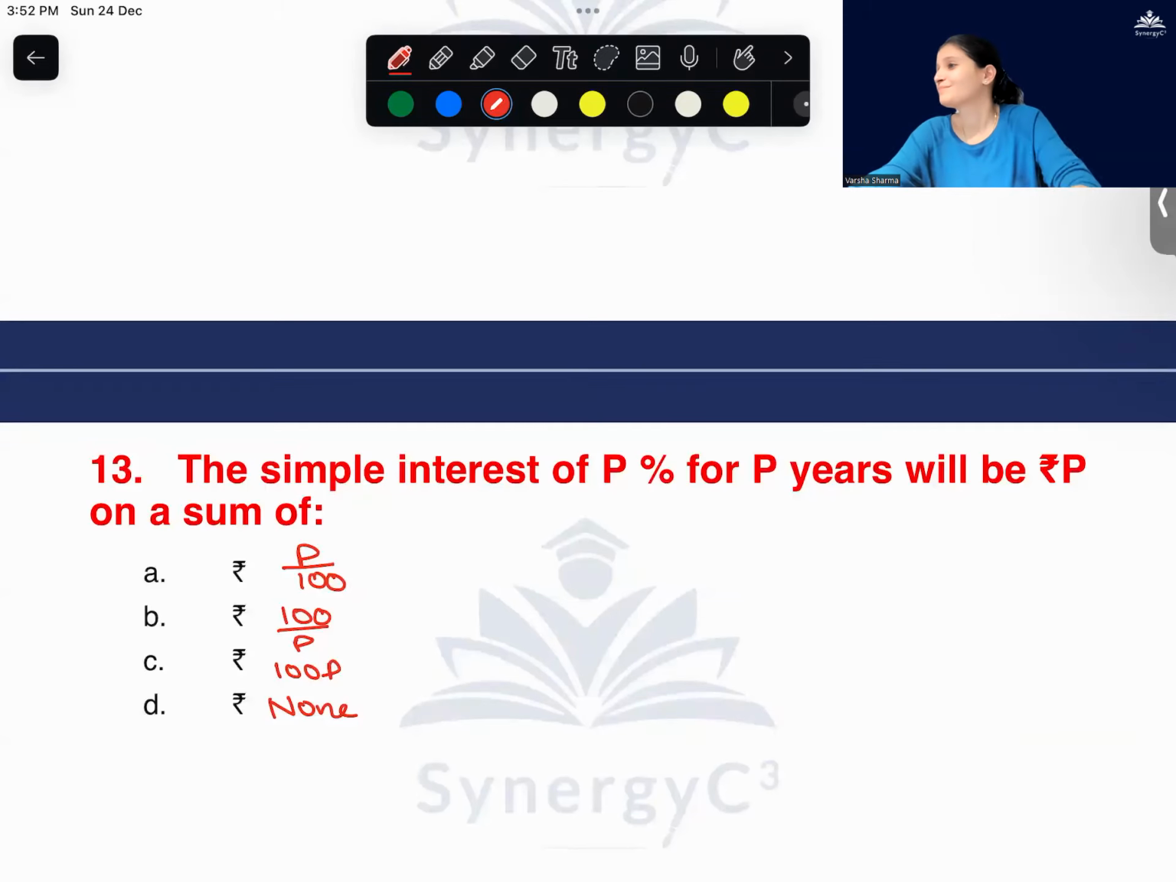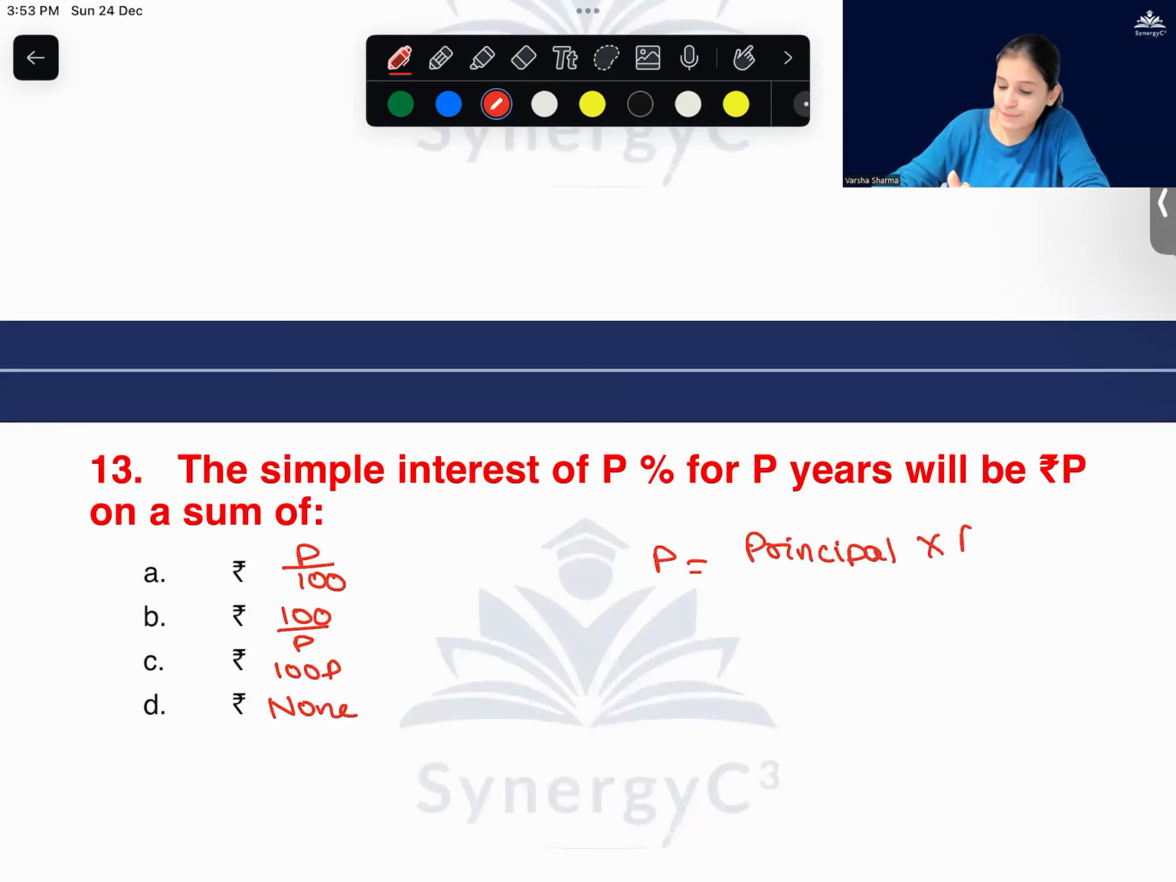Too many P's. Simple interest: P, principal. I'm not going to take P. Time P, rate P upon 100. One P gets cancelled. So my principal is 100 by P.